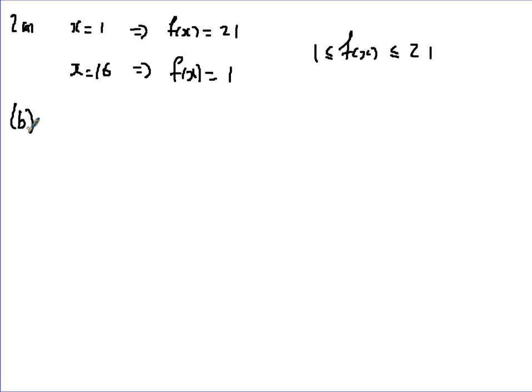B, the inverse of f is f to the minus 1. So if we've got f to the minus 1, what we do is we change around f(x) for x and any x values then for y. And then we're going to make it y equals again.